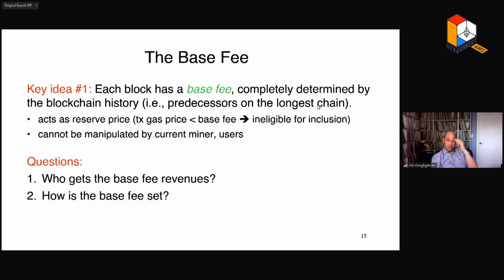It's fine to say there's a reserve price. If the base fee is 100 Gwei, any transaction that bids less than 100 Gwei per unit of gas is not going to be included. So the people who are included are going to be paying the base fee. So there's a question of where those revenues go. Then maybe the even more obvious question is: how is that base fee going to be set?